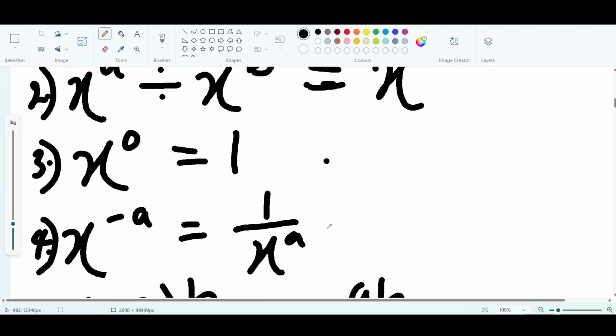Now this is the fourth law of indices. It says x raised to power minus a is going to be 1 all over x raised to power a. What that implies is that this minus will leave this place and become 1 all over. Whatever is left, this x and the a, will now be on the denominator. So this is the fourth law of indices.